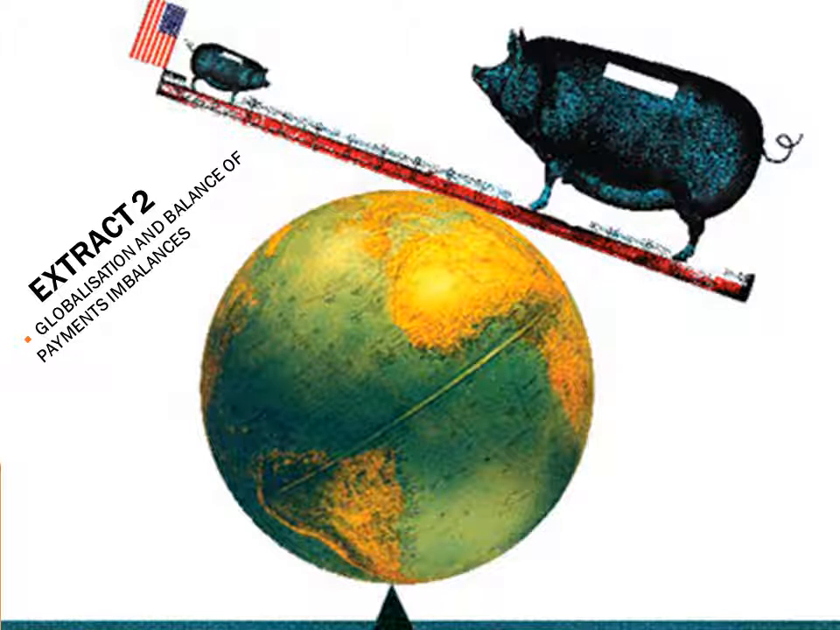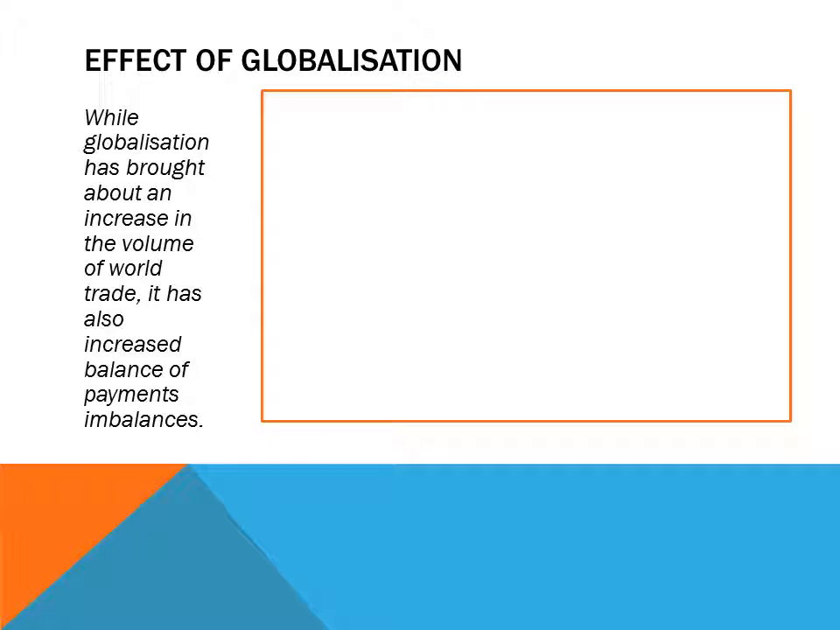This presentation covers Extract 2 of the OCR F585 stimulus for examination in 2016, Globalisation and Balance of Payments Imbalances. The extract starts off talking about how, although globalisation has increased world trade overall, and we all know the reasons for that: lower trade barriers, greater financial flows, lack of exchange controls and so forth, and technology and communications change, it's increased imbalances in the world's balance of payments.